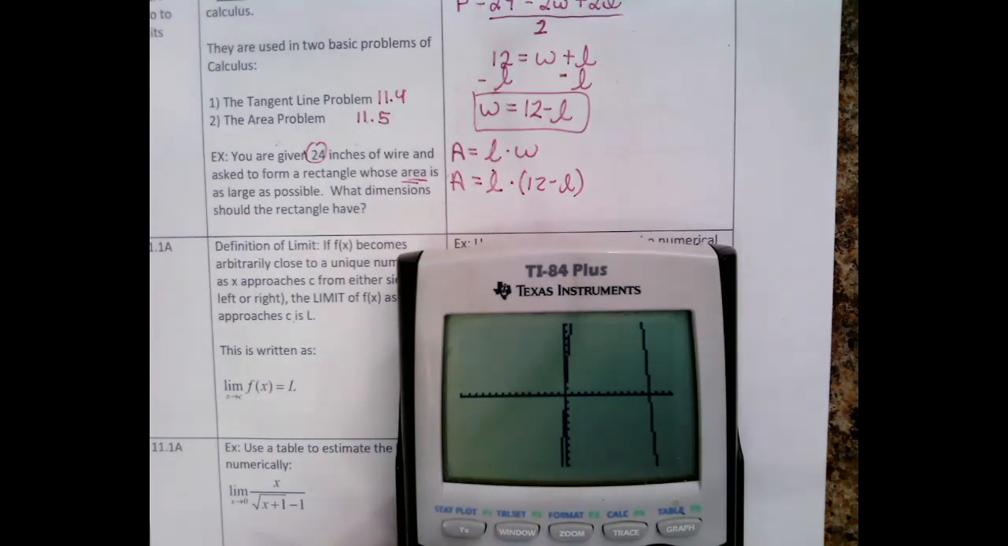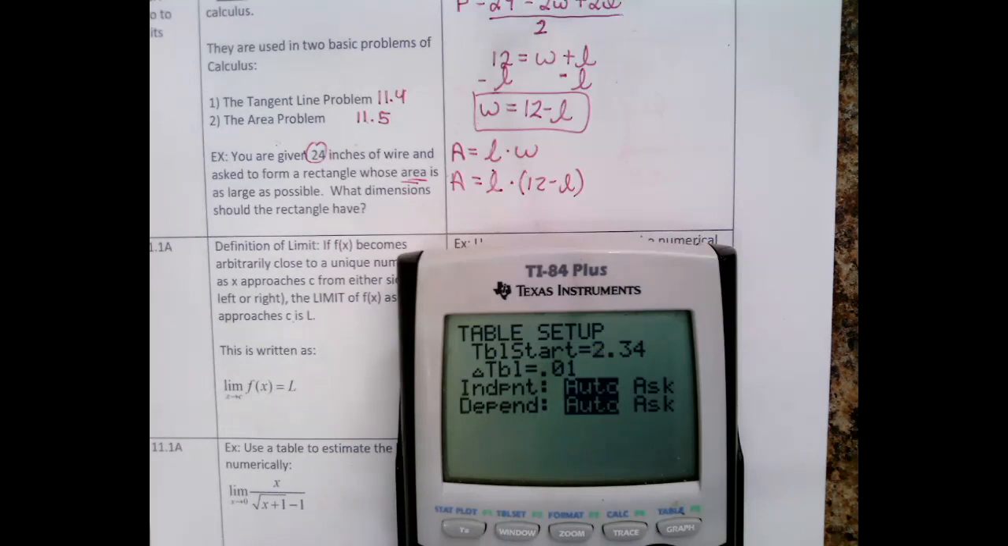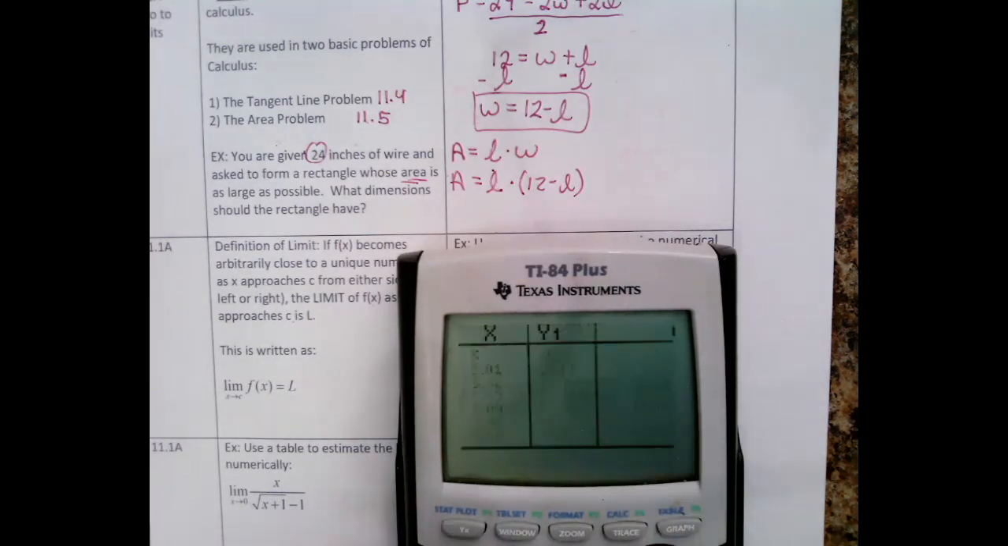And you guys have already seen this, but we're going to go to our table, and we're just going to find where this thing hits a y value that's a maximum. And I have it set at some lower values here. Let's start at a higher value here and then look. Okay, so that's 35.